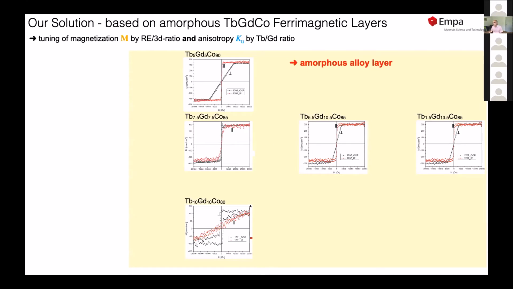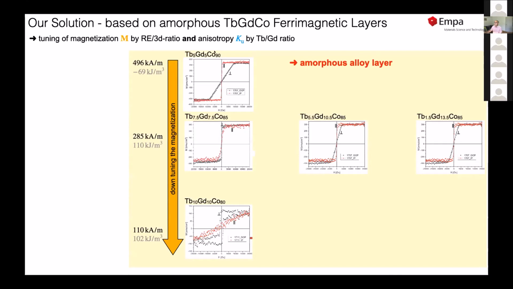Here you see a few VSM loops recorded in the in-plane and out-of-plane geometry to assess the anisotropy of these materials. And first, what you see here, by reducing the 3D element in the composition, we can down-tune the magnetization. So we could go further actually, if we put the compensation point to room temperature, then of course we will have zero magnetization. So we would have something like an antiferromagnet, or comparable to an antiferromagnet. Then the anisotropy remains actually constant if we have sufficient rare earth in the material. So here we have just 5% of terbium.